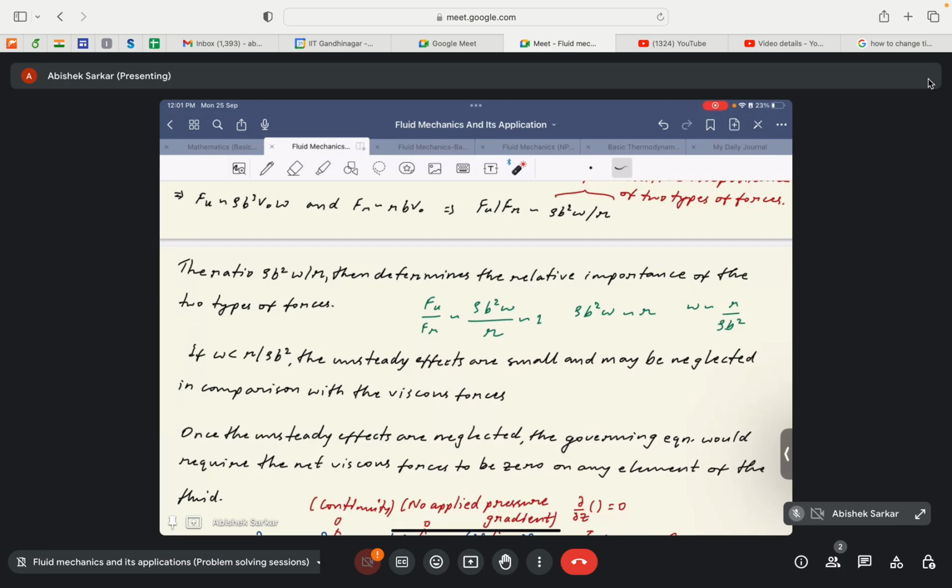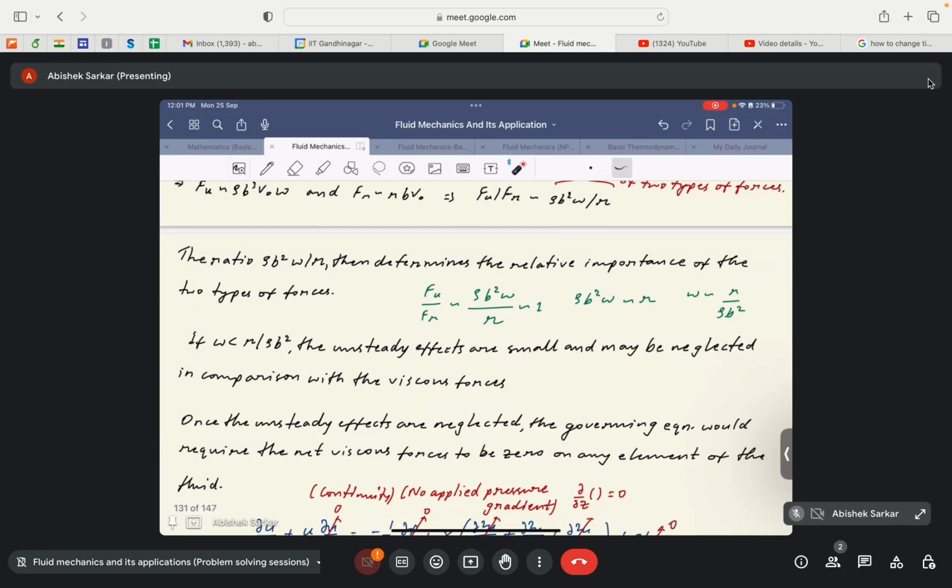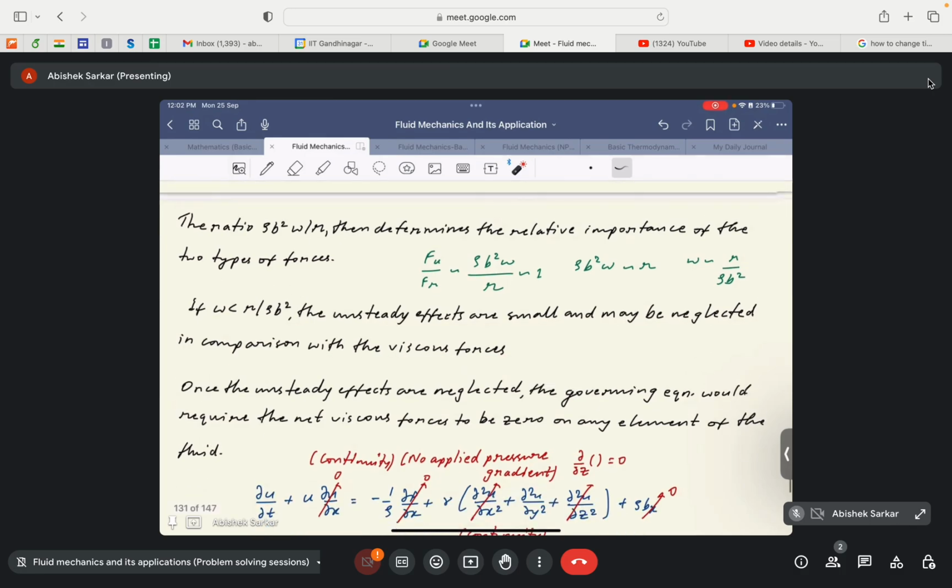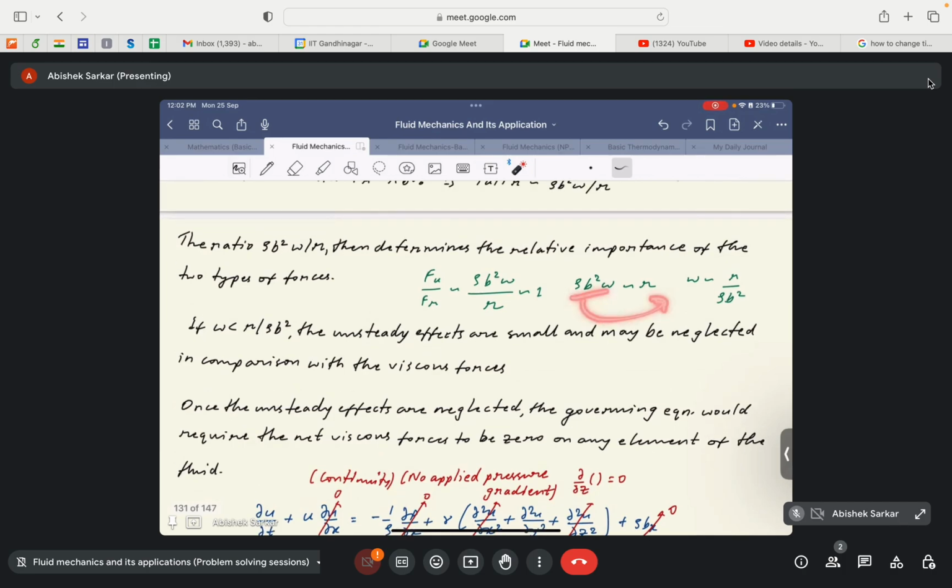Okay, so now if omega is very small, it already tells us that the viscous effects are considerably larger. So if omega is smaller than mu by rho b square, then the unsteady effects are small and may be neglected in comparison with the viscous forces. I hope it was clear. We are just playing with the values: we took this term in the denominator, and then considered the relative value of omega to determine the relative magnitudes of the two types of forces.